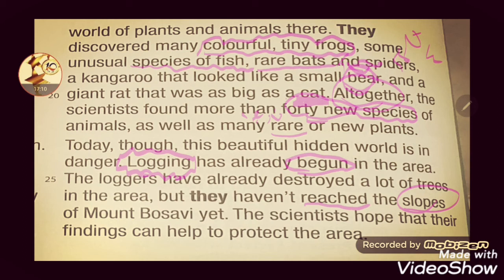It is not easy at all. Even as they mentioned in the beginning, even the original people or population in this place, Mount Bozave, rarely visited the hidden world or the hidden rainforest. The scientists hope that their findings can help to protect the area.